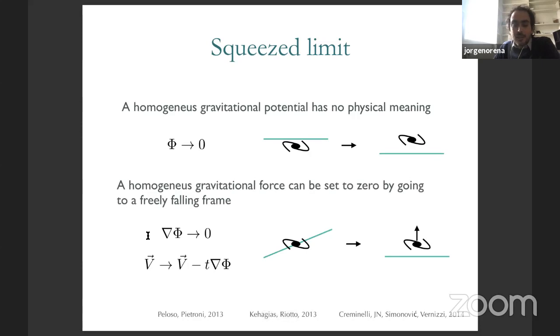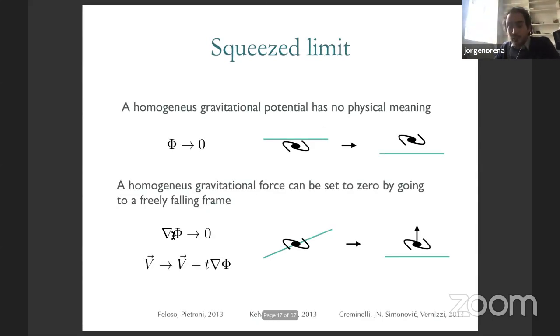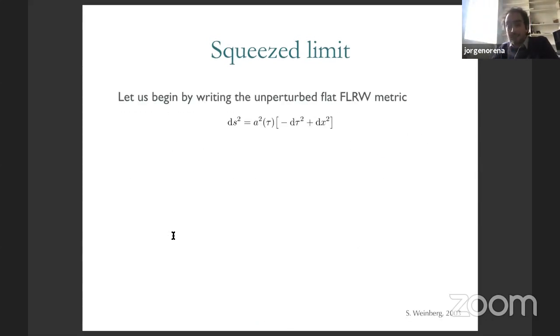And the same happens to the gradient of the potential, because a gradient of the gravitational potential is just a constant gravitational force, so we should also be able to describe it. Actually, we can do this. So this is Newtonian intuition. We can do this even in GR.